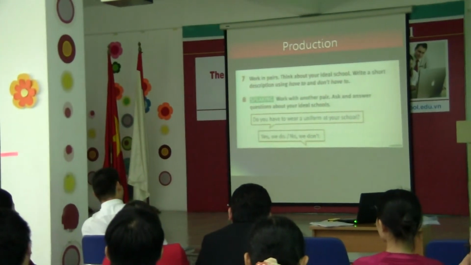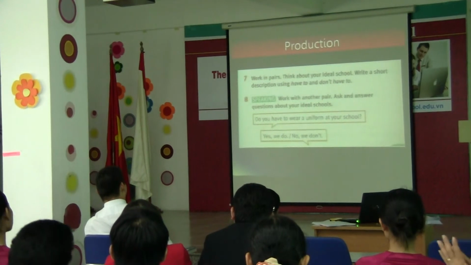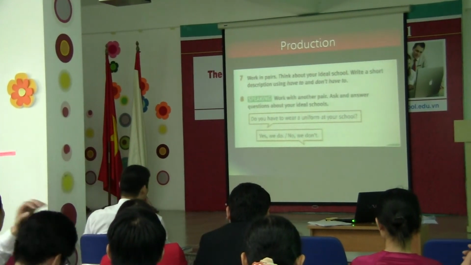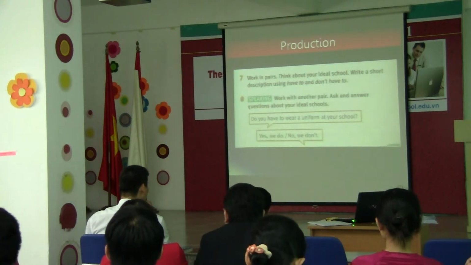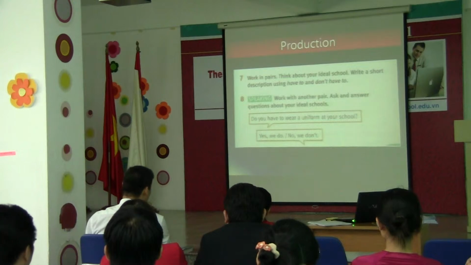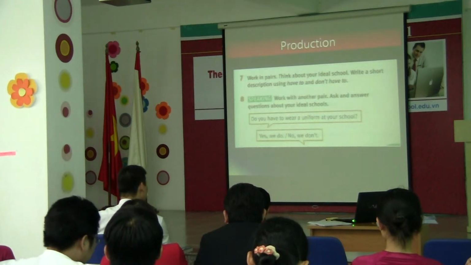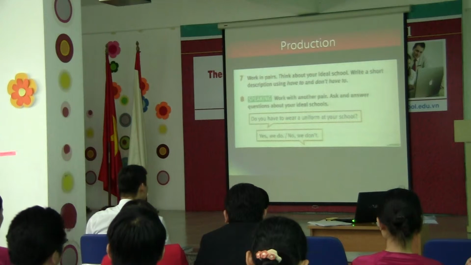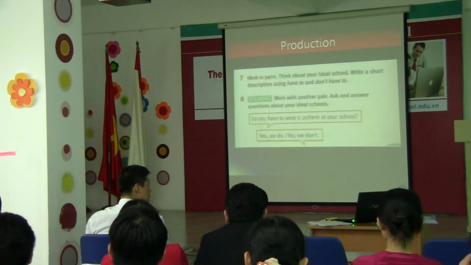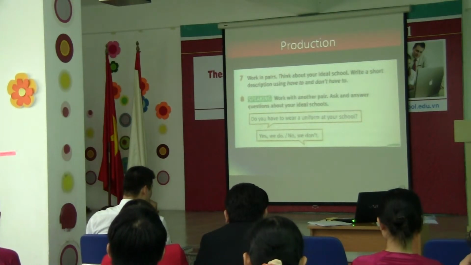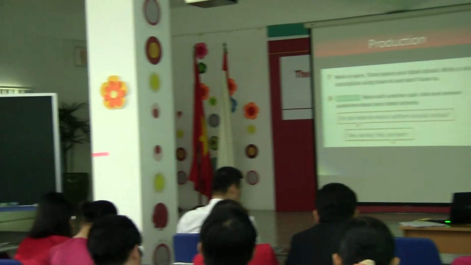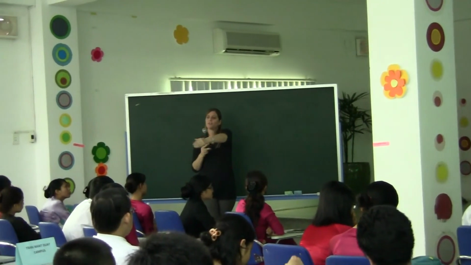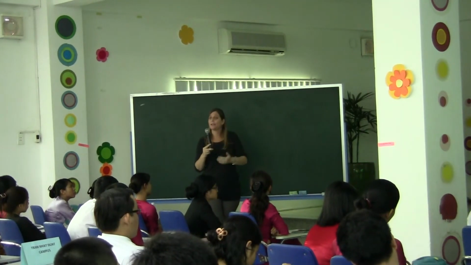So things like this. There are a lot of production activities and solutions, yeah? And it usually comes at the bottom of the page after all the practice. It will be simple things like this. Work in pairs, think about your ideal school, and write a short description using have to and don't have to. For example, I have to wear a uniform. I don't have to wear a hat. I have to be at school by 8:30. I don't have to have lunch at school. Looking at that, that's where you're bringing the language into the skill of speaking.